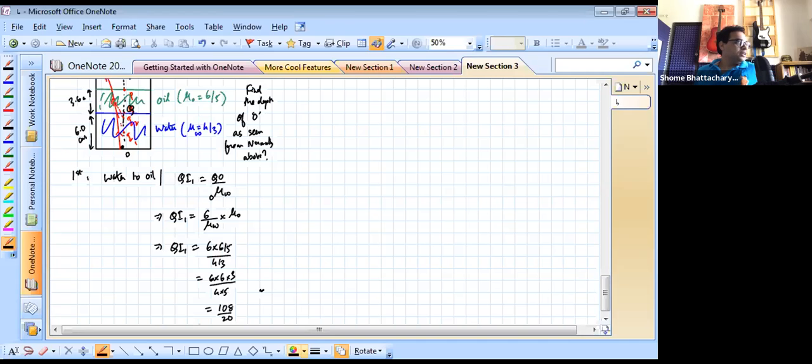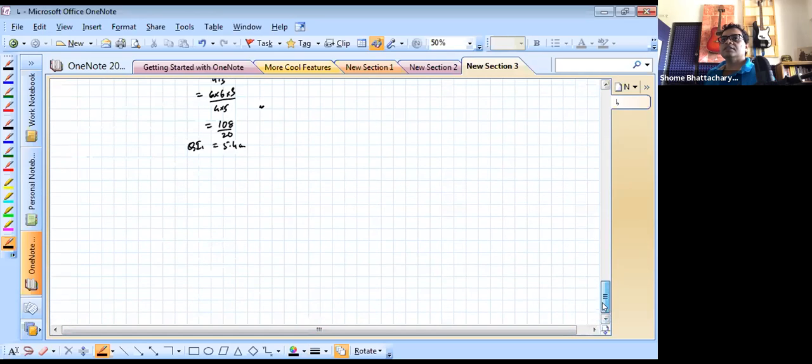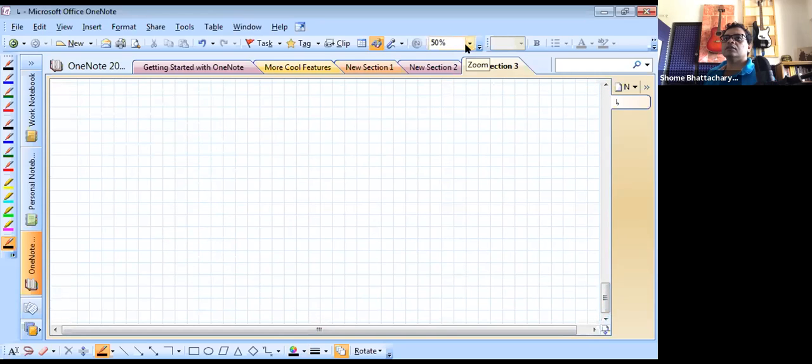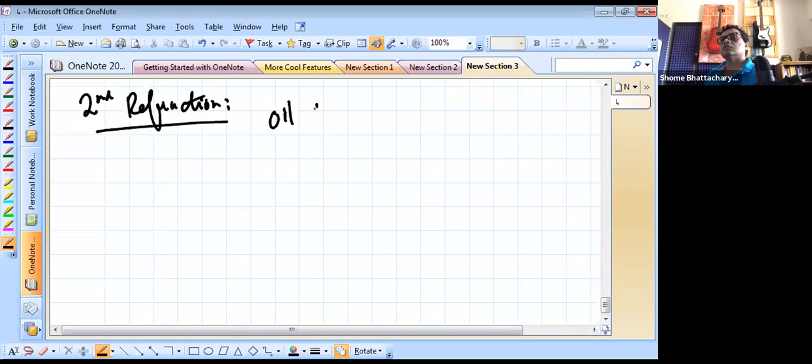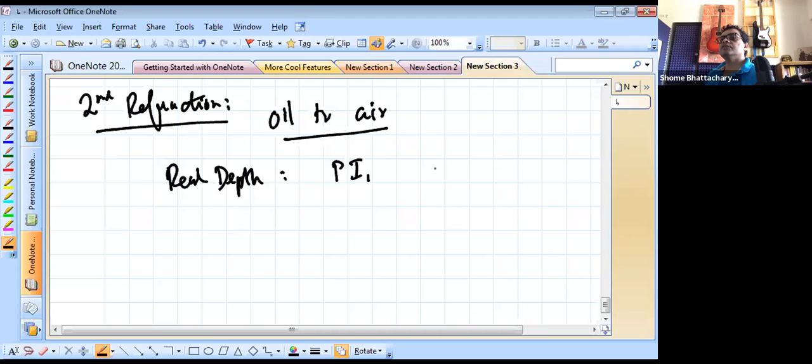Okay, now let's come to the second event. Now for the second event, you can see that the refraction that we're talking about is happening from oil to air. So the real depth is the depth of the image I1, but with respect to which point? P, the surface of oil.